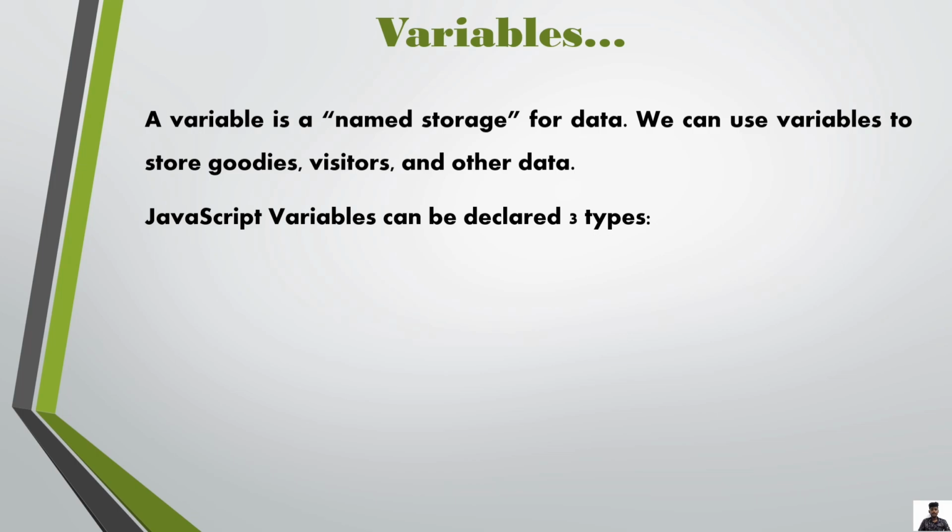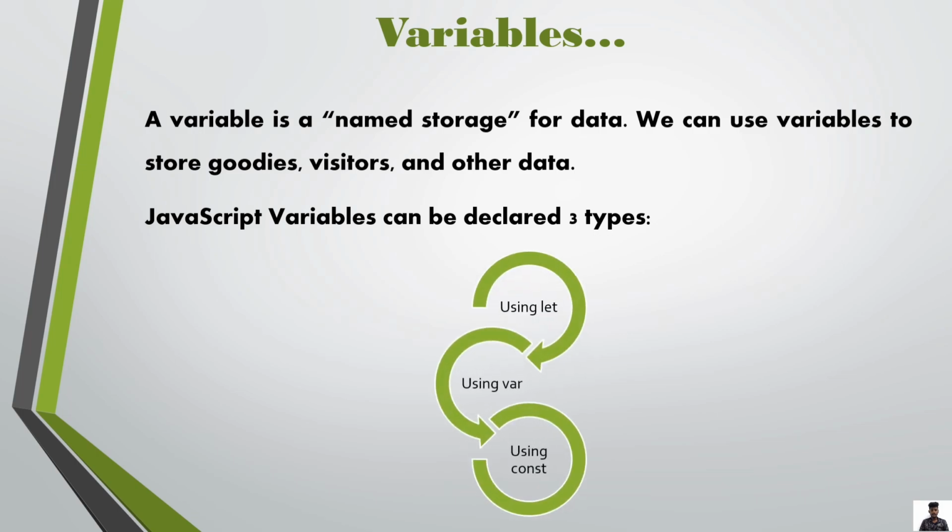A variable in programming is a symbolic name or reference used to store and manipulate data in the program. Think of it as a container or placeholder that holds information that can change or be accessed during the execution of the program. Variables allow developers to store values like numbers or text and reuse them throughout the code. There are three types of variables used in JavaScript: using let, using var, and using const.